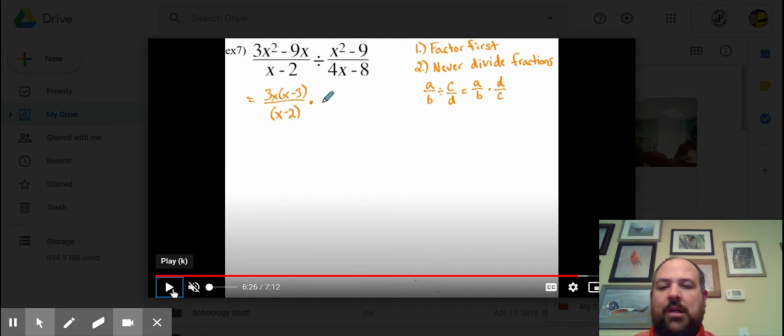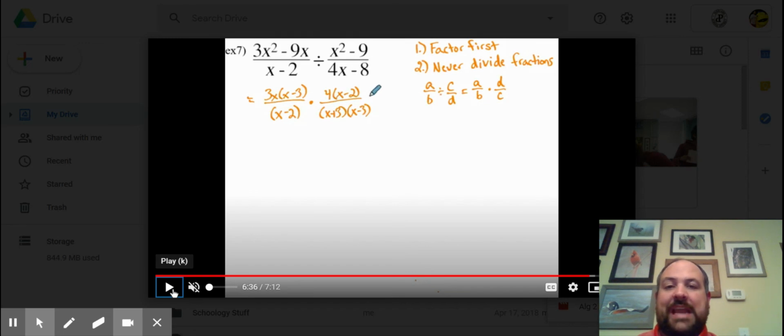Then we're going to multiply. And as I said, we're going to flip the fraction, and I'm going to factor it. So I'm going to take the numerator, which should now be 4x minus 8. I'm going to factor that into 4 times x minus 2. In the denominator, x squared minus 9 is a difference of squares. That becomes x plus 3 times x minus 3.